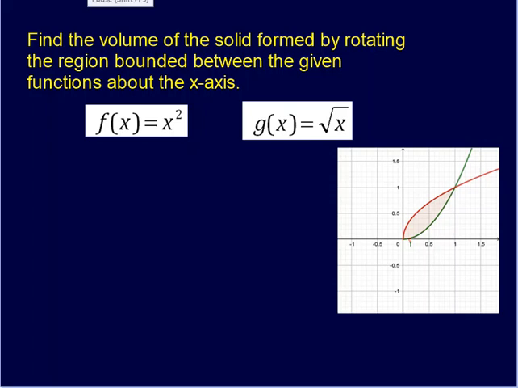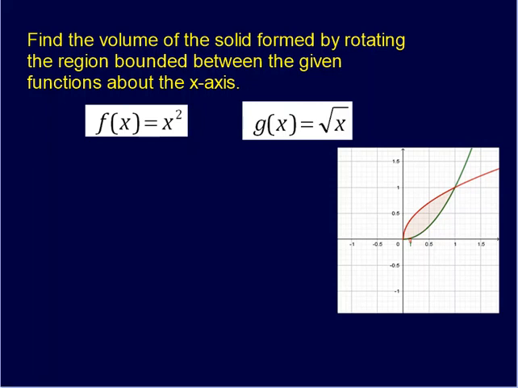Welcome back. We're going to rotate this region between the graphs of f of x equals x squared and g of x equals square root x around the x-axis, and you're going to notice that if we do that, it'll generate a solid that has some empty space inside, meaning that if we slice perpendicular to the axis that it rotates around, you're going to get slices that would be washer slices. And so I like to actually take a try at drawing those washers first in the picture.